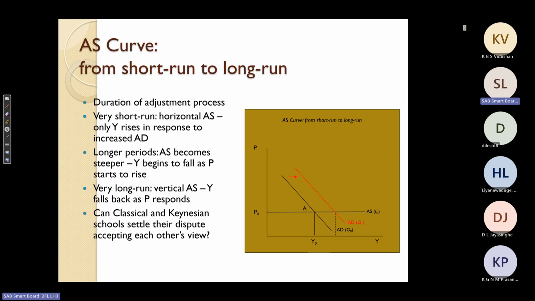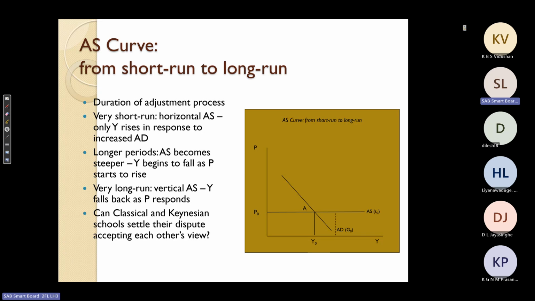in the very short run, we can see the supply curve becomes purely horizontal. Very short run means we cannot change the supply. Even though the price changes, we cannot change the supply. So in the short run, the horizontal aggregate supply will actually respond to aggregate demand. That is the Keynesian explanation, the short run analysis.